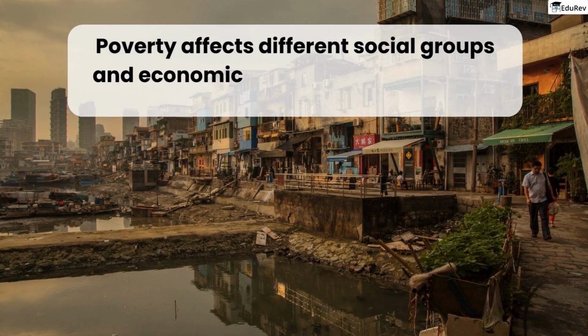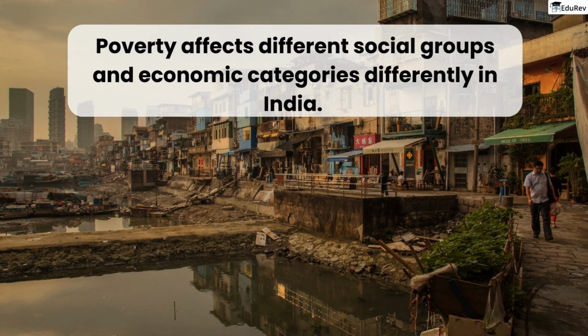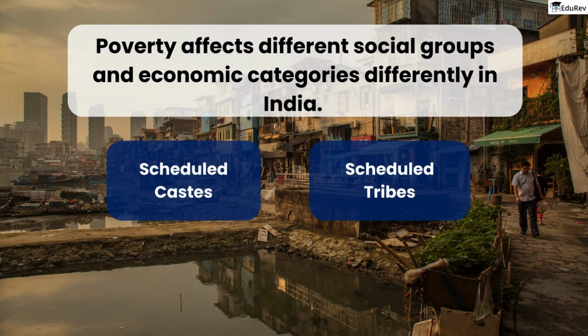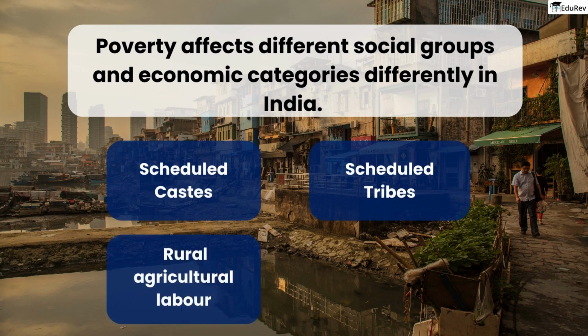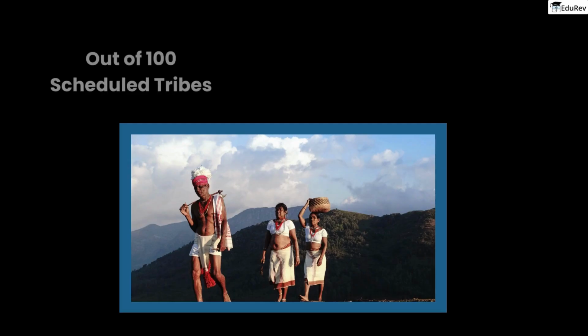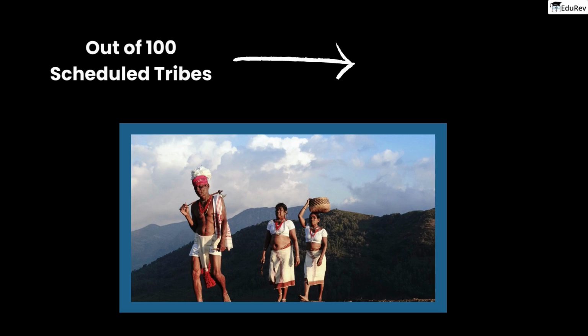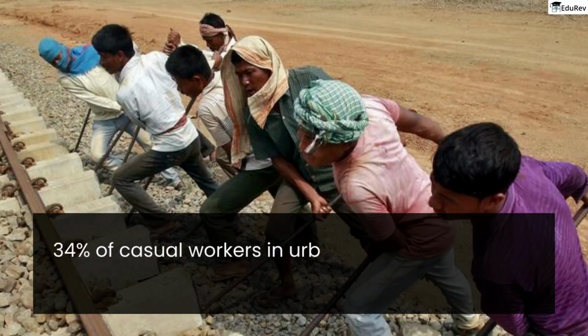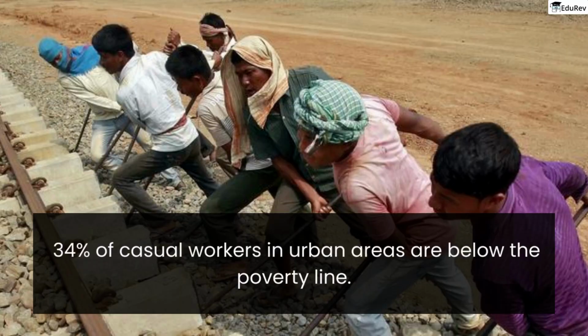Poverty affects different social groups and economic categories differently in India. The scheduled caste and scheduled tribe households are the most vulnerable to poverty, followed by rural agricultural labor households and urban casual labor households. For instance, out of 100 scheduled tribe people, 43 are unable to fulfill their basic needs. Similarly, 34% of casual workers in urban areas are below the poverty line.